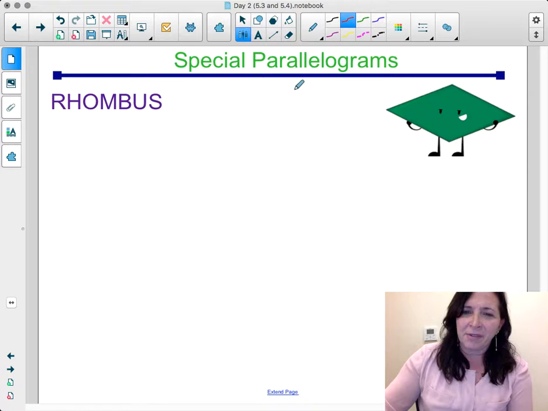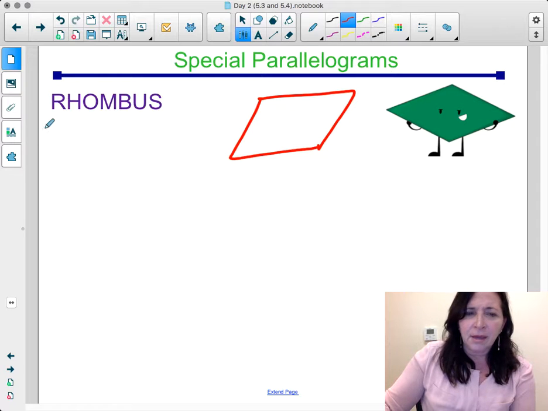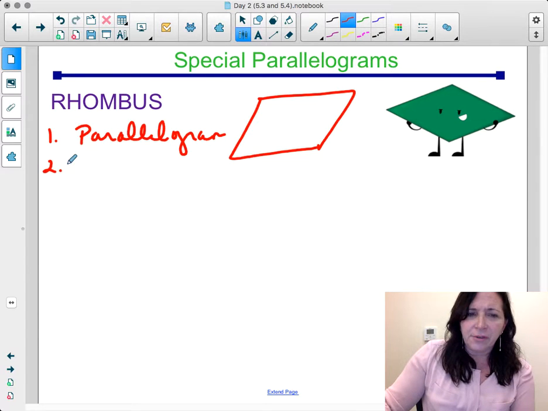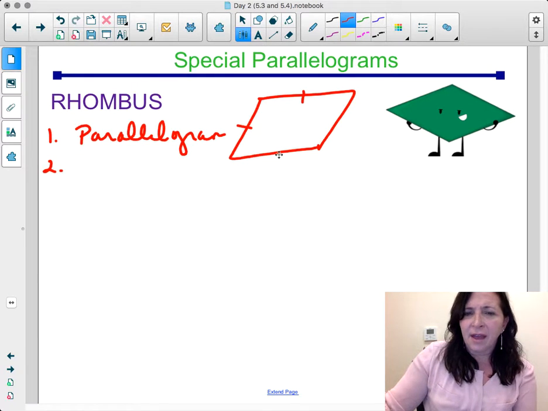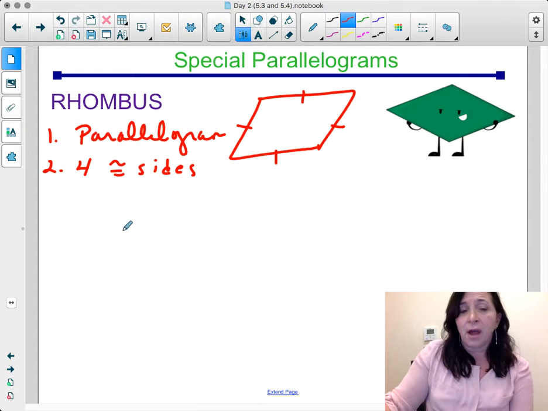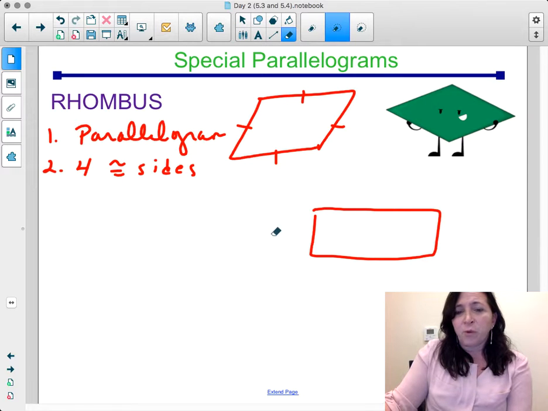Rhombuses, these are one of my favorite. I love rhombuses. A rhombus is pretty special in that, number 1, it is a parallelogram. Number 2, it does have 4 congruent sides, whereas a rectangle does not. When you look at a rectangle, most of the time you're going to draw something like that, and that doesn't have 4 congruent sides.